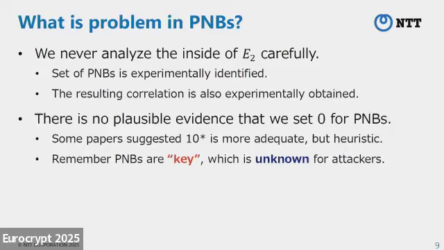And also, there is no plausible evidence for setting all 0 as the PNB part, because the PNB part is key. The key is, of course, random in the single key setting. But the attacker just says, OK, this key is 0. But there's no reason.